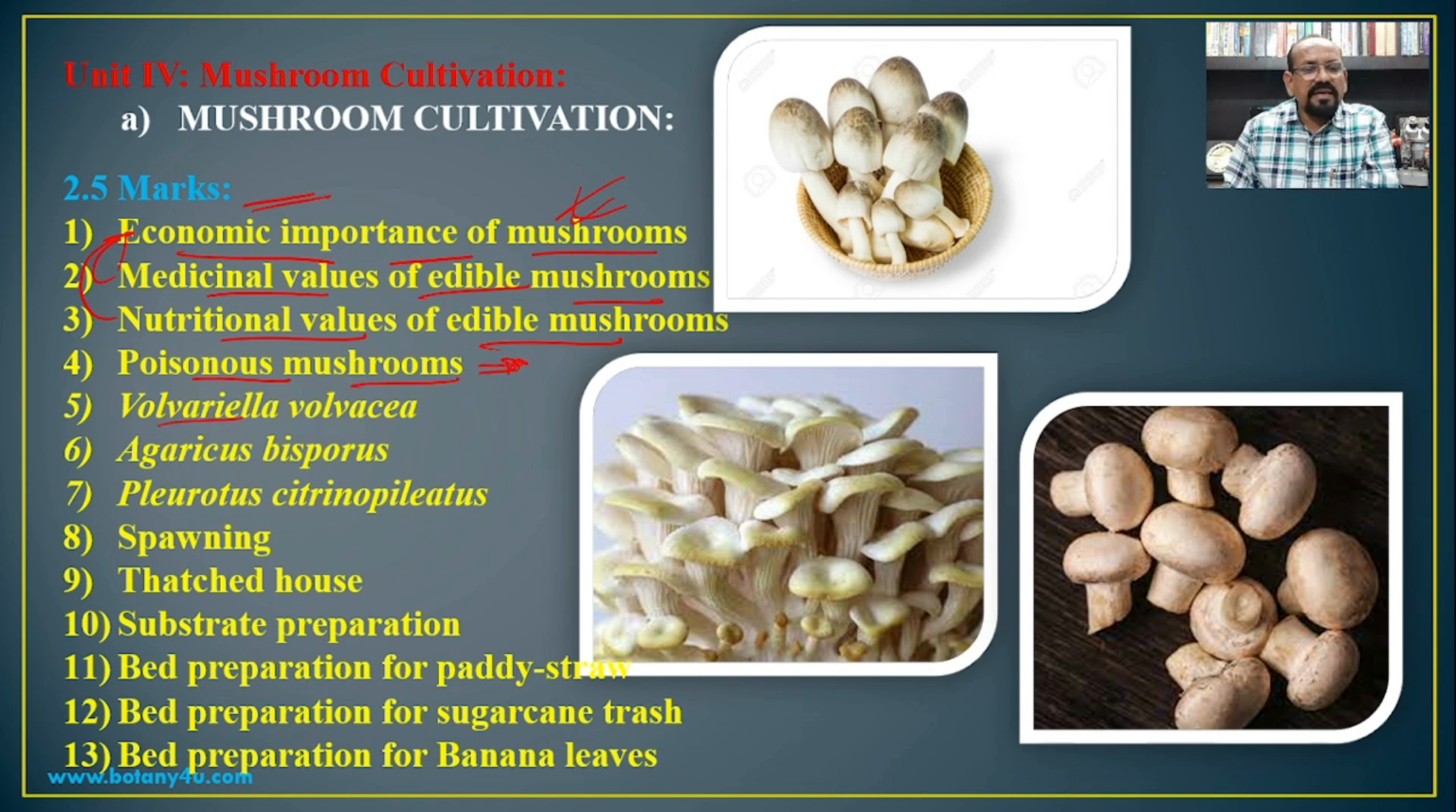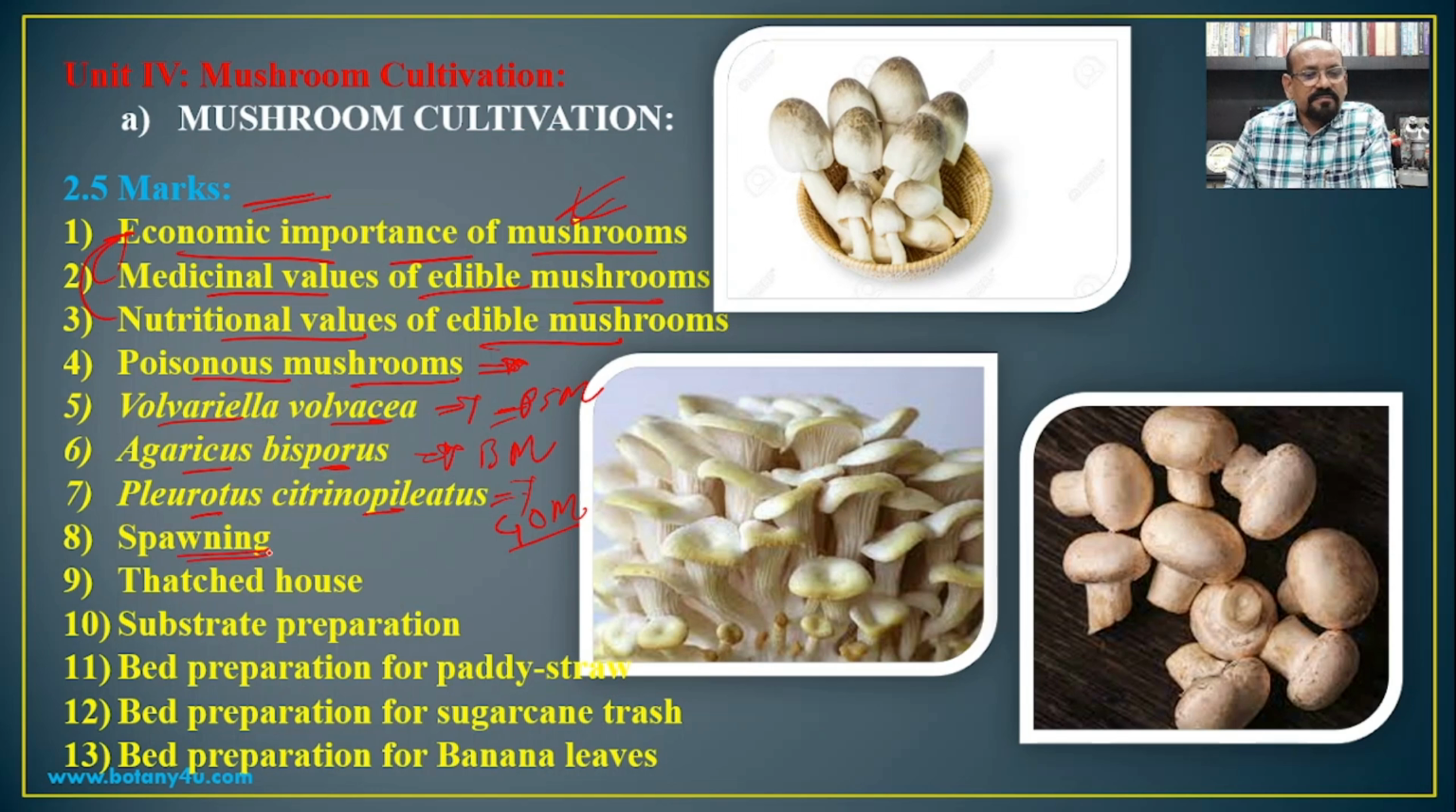Then Volvariella volvacea, Agaricus bisporus and Pleurotus citrinopileatus. Volvariella volvacea is a paddy straw mushroom. Agaricus bisporus is a button mushroom, and Pleurotus citrinopileatus is known as golden oyster mushroom. So these are the 3 different types of mushroom which are included in our syllabus and can be separately asked for 2.5 marks.